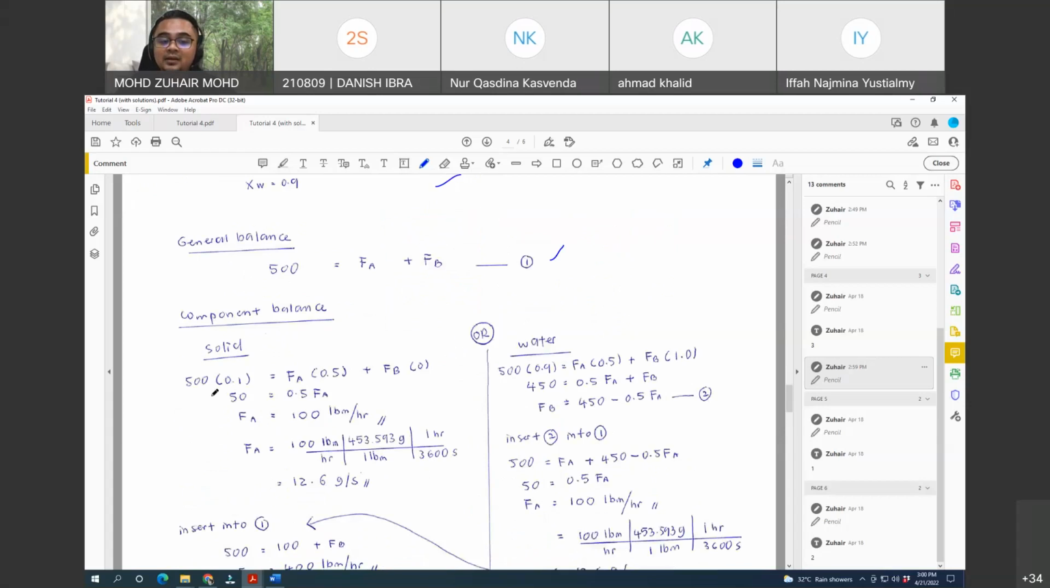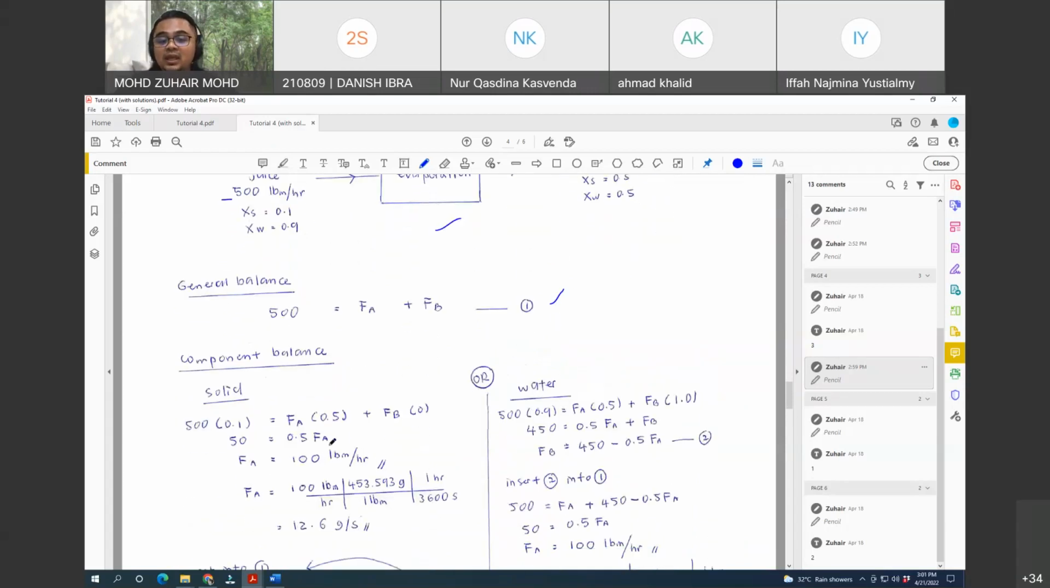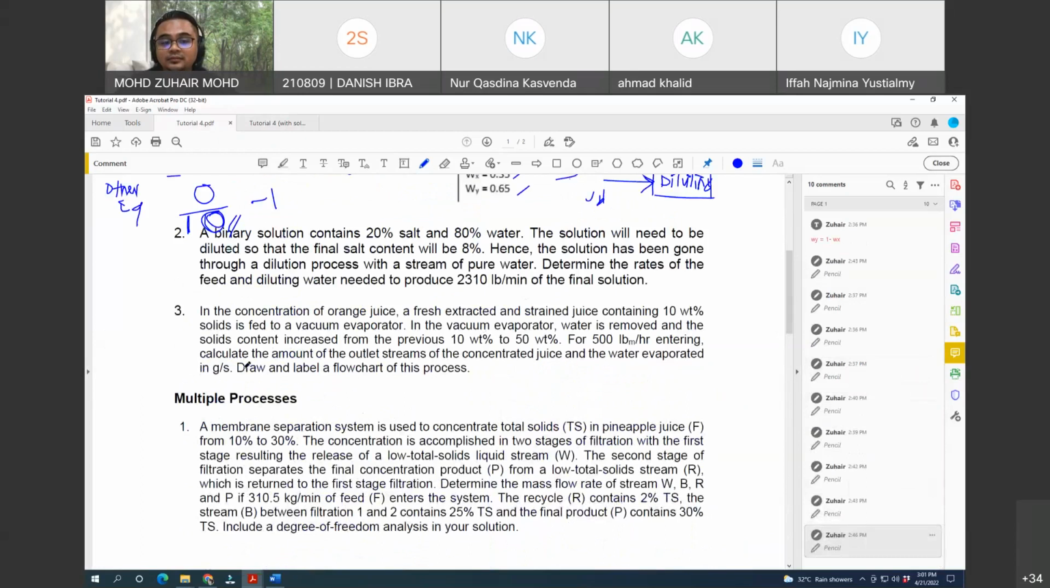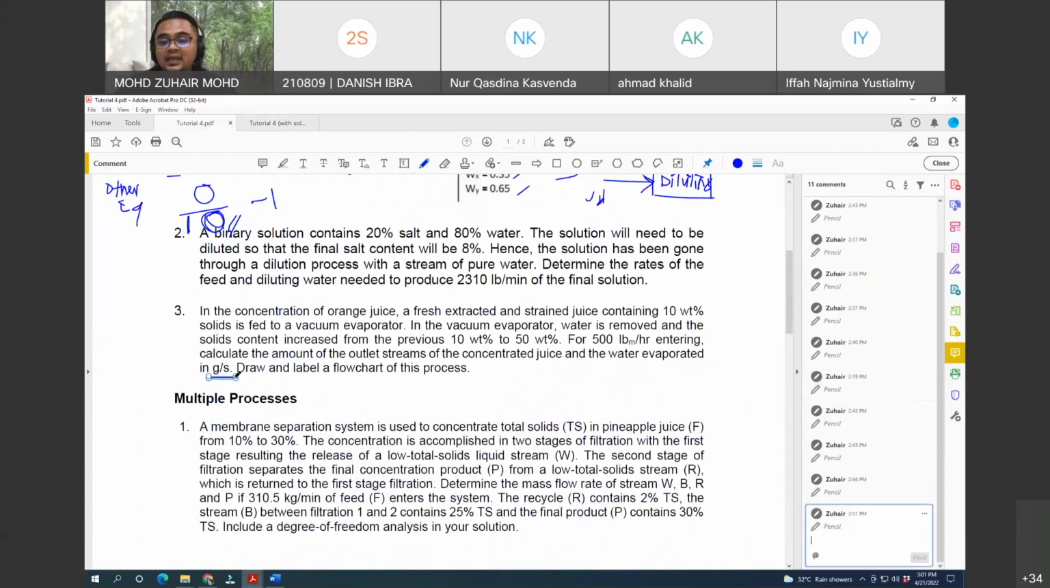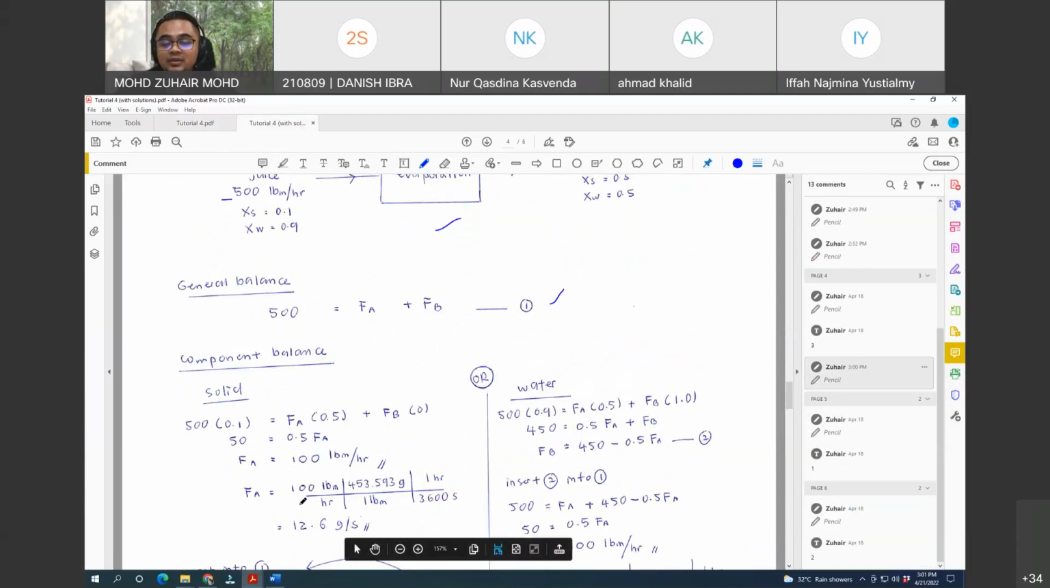Okay. So for solid, we have it like this. We just put all the details of the component. 500 times 0.1 equals FA times 0.5, plus FB times 0, because FB doesn't have any solid component. So at the end, we are going to get FA equals 100 pound per hour. Okay, but the question asks in gram per second. So there is some unit conversion involved.